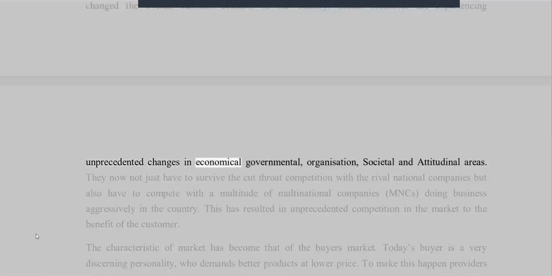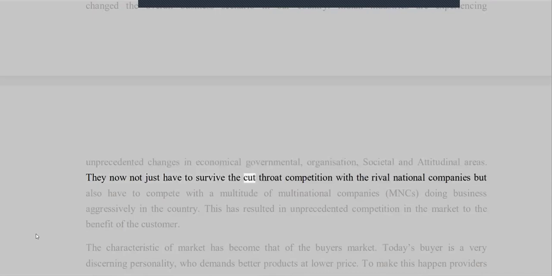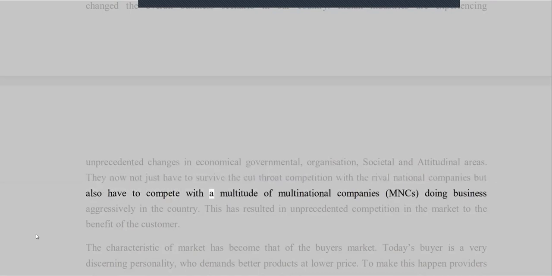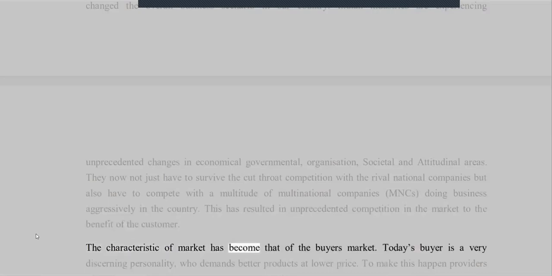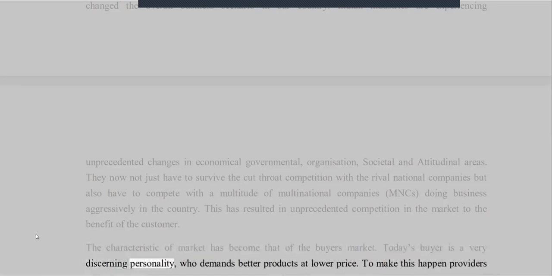unprecedented changes in economical, governmental, organizational, societal and attitudinal areas. They now not just have to survive the cutthroat competition with the rival national companies, but also have to compete with a multitude of multinational companies, MNCs, doing business aggressively in the country. This has resulted in unprecedented competition in the market to the benefit of the customer. The characteristic of the market has become that of a buyer's market. Today's buyer is a very discerning personality who demands better products at lower price.